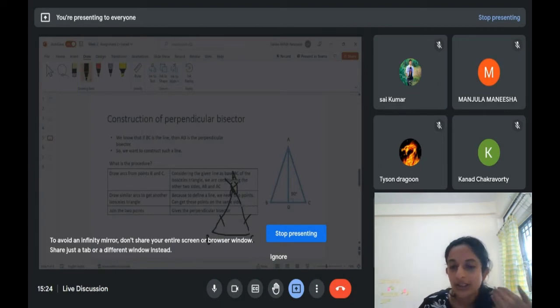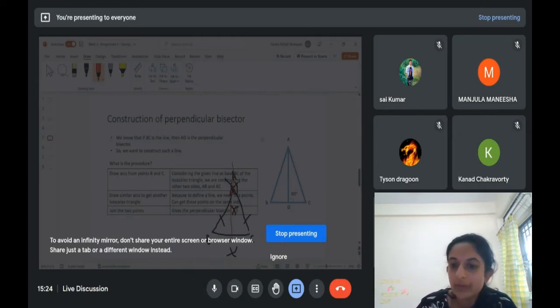So to get that second point, you want to construct another isosceles triangle. You can make these arcs on the opposite side, or there is no such rule, you can make the second set of arcs on the same side. What you need to do is to get 2 points, both of which lie on the perpendicular bisector of line BC. So this is one point which we got previously, and this is the second point that we got in the second set. And if we join these 2 points, then we get the perpendicular bisector.